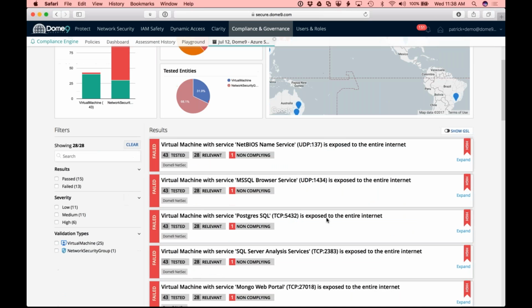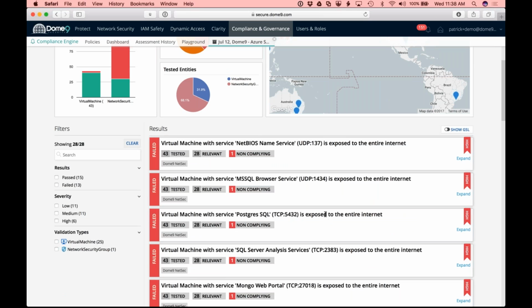So in this case, if we scroll down to something familiar here, what we're doing in the second rule here is we're saying, okay, any virtual machine that has a security group protecting it that opens up the Microsoft SQL browser port wide to the whole internet, obviously should be flagged.